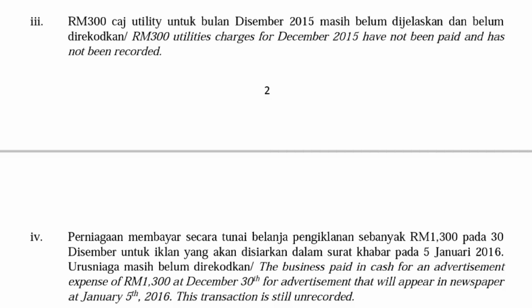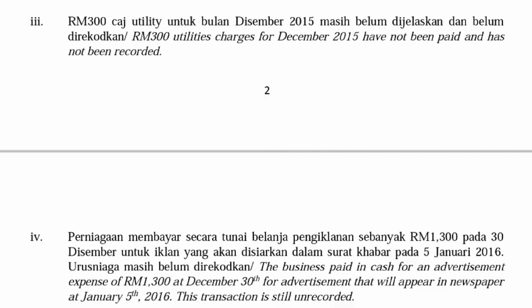So this $300 happened in year 2015. So you have to record it in year 2015, even though the $300 will be paid in the next accounting year. Have not been paid yet. Will be paid later. But still you have to record the expense in year 2015 because it happened in year 2015. So adjusted entry for this is debit utility expense $300, credit utilities payable $300.